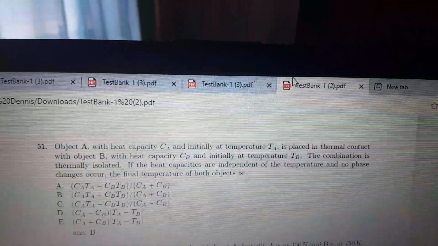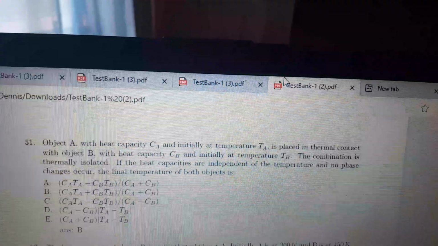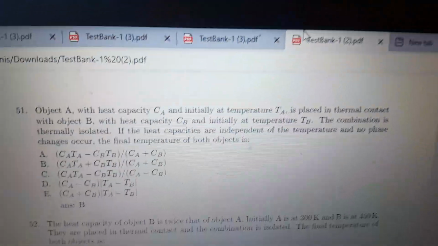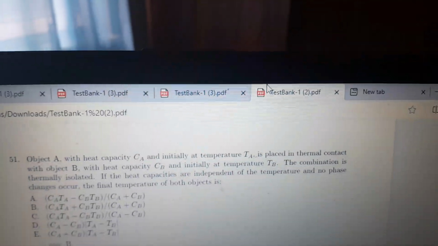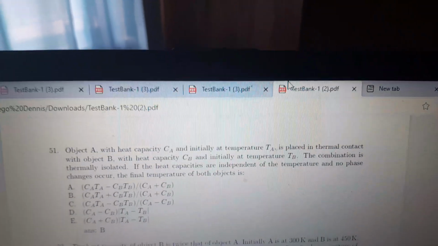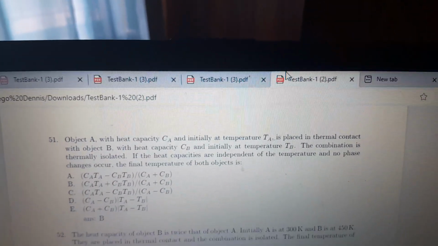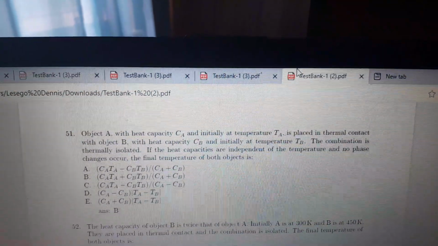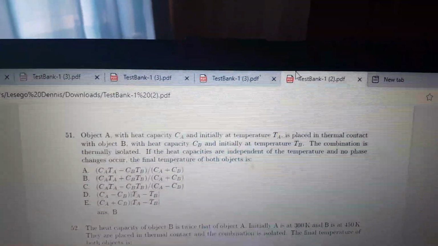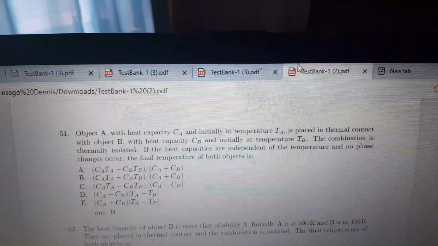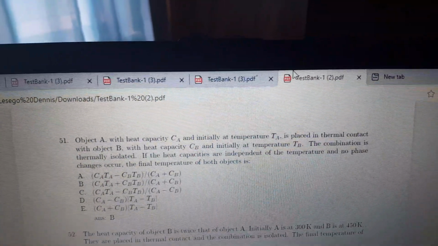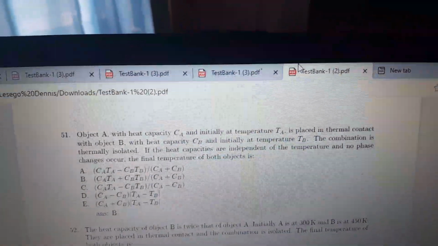Object A with heat capacity Ca and initially at temperature Ta is placed in thermal contact with object B with heat capacity Cb and initially at temperature Tb. The combination is thermally insulated, the heat capacities are independent of the temperature, and no phase changes occur. The final temperature of both objects is B: CaTa plus CbTb divided by Ca plus Cb.